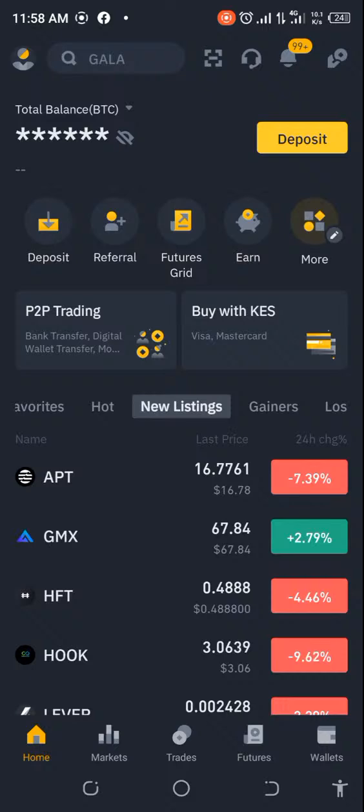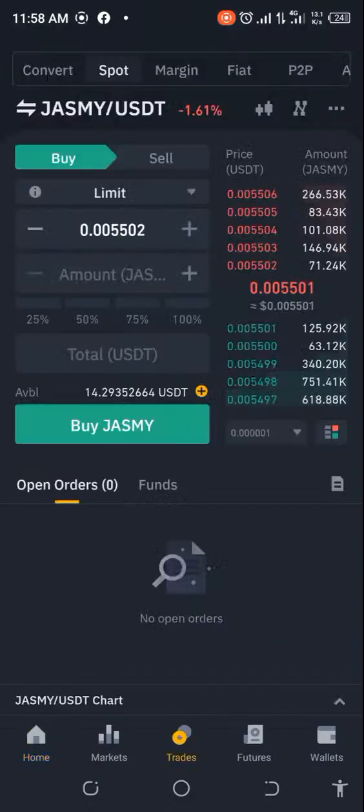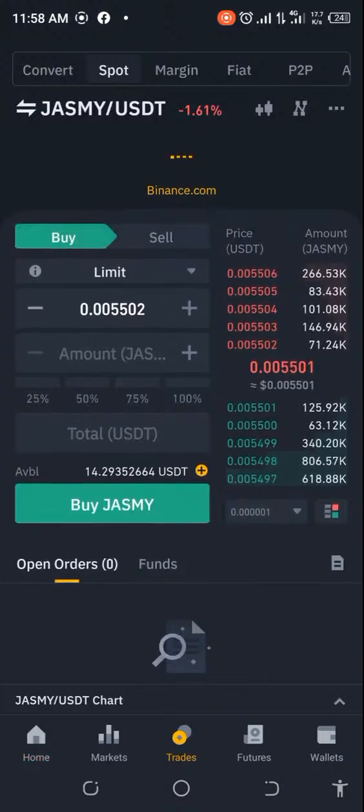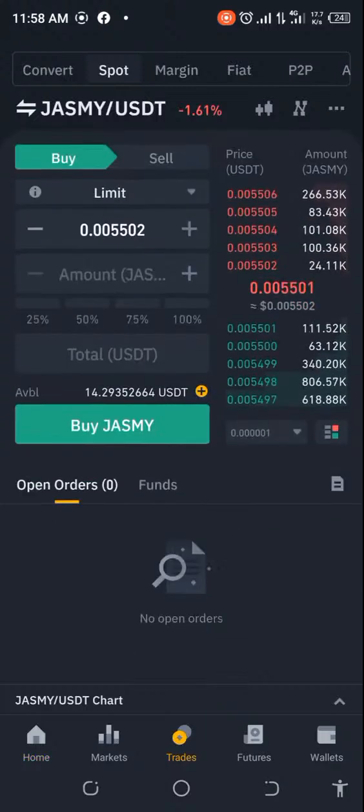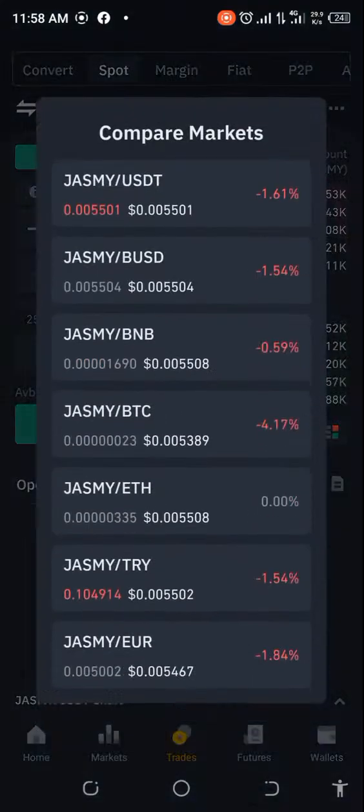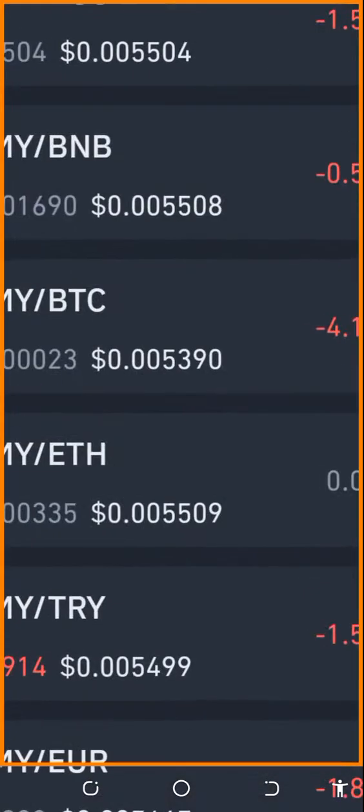So today, what are we doing? We're going to be continuing our triangular arbitrage, and today we're going to use another coin. Now we're going to be using this coin called Jasmine. We're going to be checking the different prices at which it is listed, just to be sure there's an opportunity.